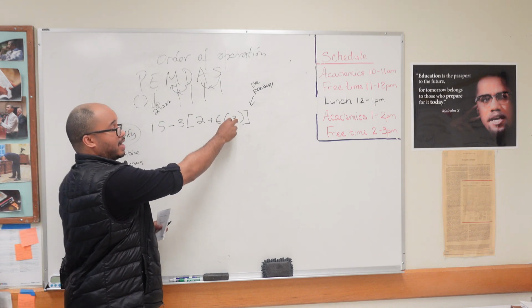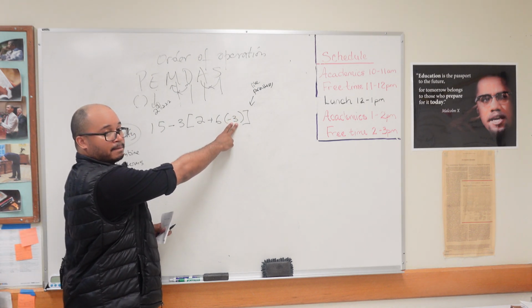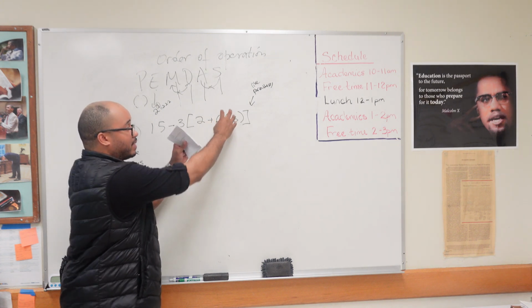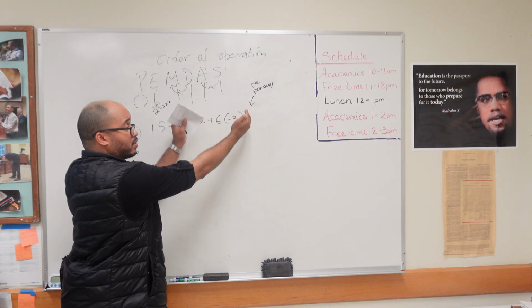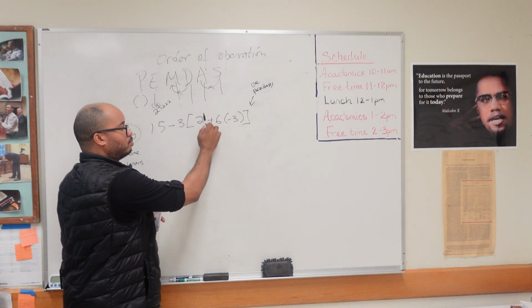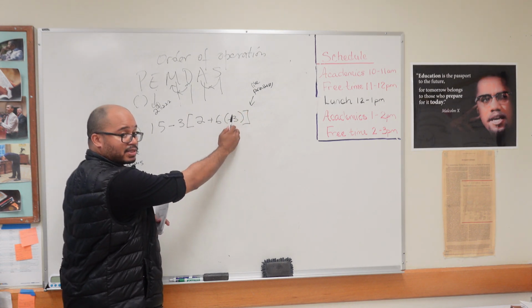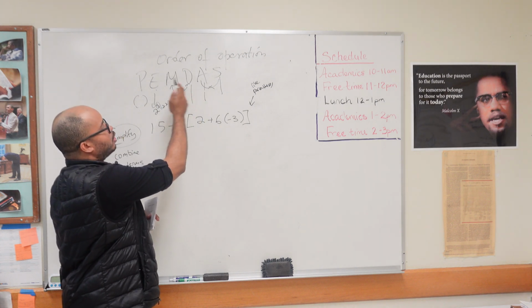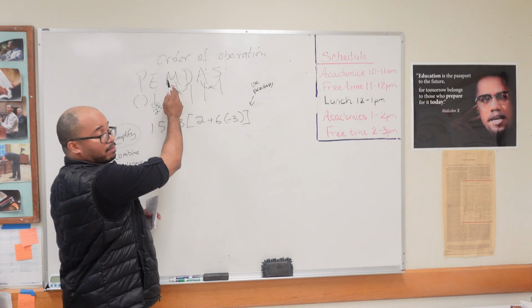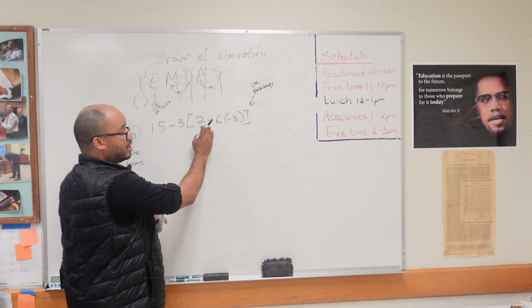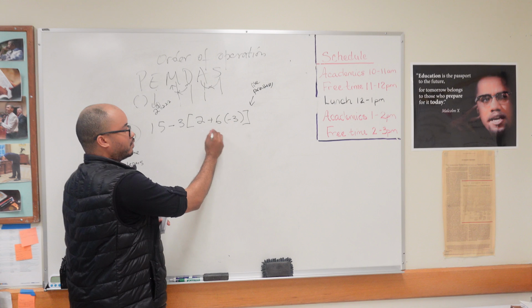Is there anything inside here that I need to do? No. So now I open up from that inner parentheses, I go to the next parentheses-like thing, the brackets. Inside here, what do I have? I have 2 plus 6 times negative 3. What did Mr. Paulin say we had to do? Do we do the plus first? No, PEMDAS. We do the multiplication first. And there's no division, it's just addition and multiplication. We're going to do the multiplication first.